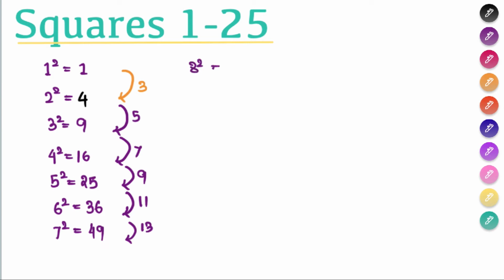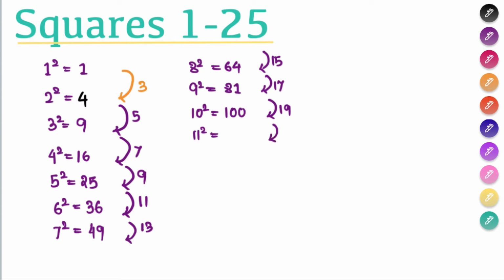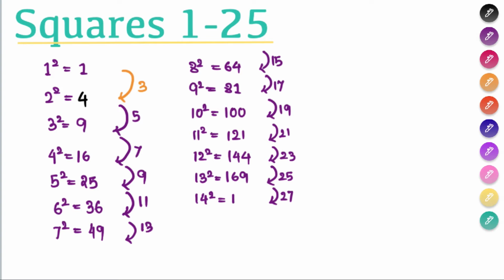Similarly 8 square, we increase by 15, that is 49 plus 15 gives us 64. 9 square, we increase by 17, 81. 10 square, we increase by 19, 100. 11 square, we increase by 21, 121. 12 square, we increase by 23, 144. 13 square, we increase by 25, 169. 14 square, we increase by 27, 196. 15 square, we increase by 29, that gives us 225.